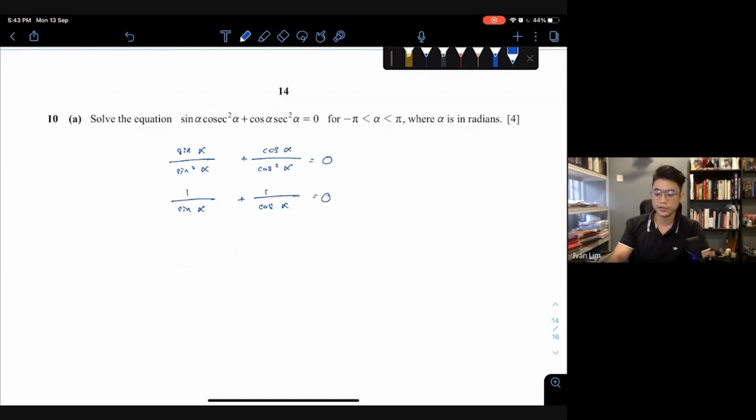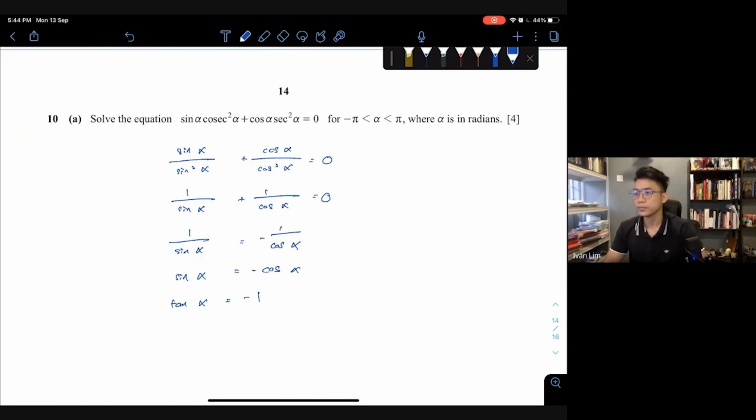Okay, when you've got sine and cos, to simplify it, try to make it into a tangent. So we can write it like this: 1 over sine alpha equals negative 1 over cos alpha. Okay, we can inverse the whole thing. Cos alpha over sine alpha, which will give you sine over cos, which is tangent alpha equals negative 1. Okay, so until here, 2 marks already. Tangent alpha equals negative 1. Okay, clear on this part here?